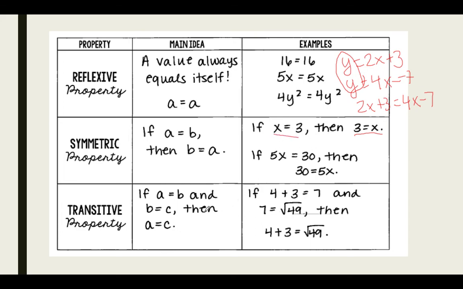Okay. Transitive property means basically if you have two things that are equal to each other, then all of the things are equal to each other. So if a equals b and b equals c, then a equals c. So if 4 plus 3 equals 7, and 7 equals the square root of 49, so both of these guys equal 7, then these two guys, 4 plus 3 equals the square root of 49, which is true. 4 plus 3 is 7, the square root of 49 is also 7.